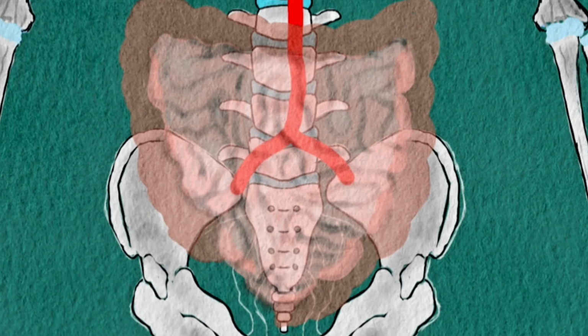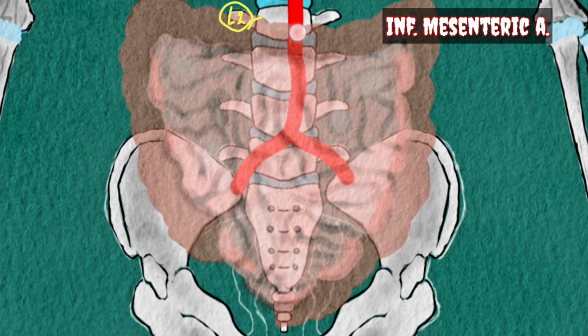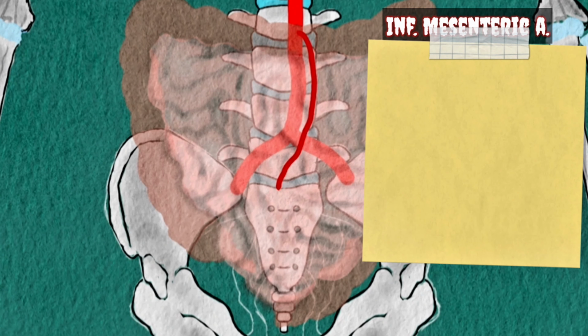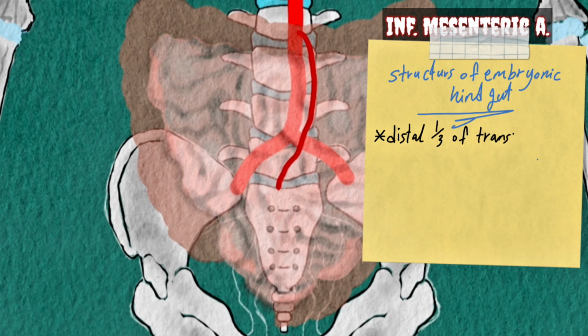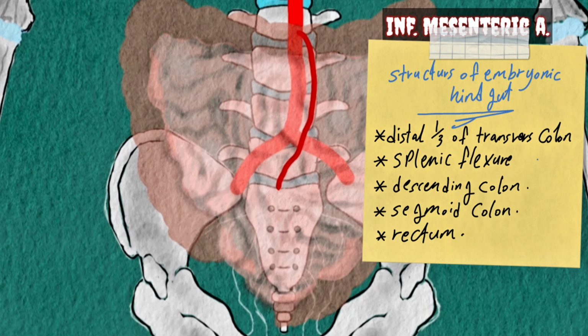Let's see the last of the 3 major anterior branches of the abdominal aorta, which is the inferior mesenteric artery. It arises at L2 near the inferior border of the duodenum, 3 to 4 cm above where the aorta bifurcates into the common iliac arteries. The branches from the inferior mesenteric artery supply the structures of the embryonic hindgut. These include the distal 1/3 of the transverse colon, splenic flexure, descending colon, sigmoid colon, and rectum.